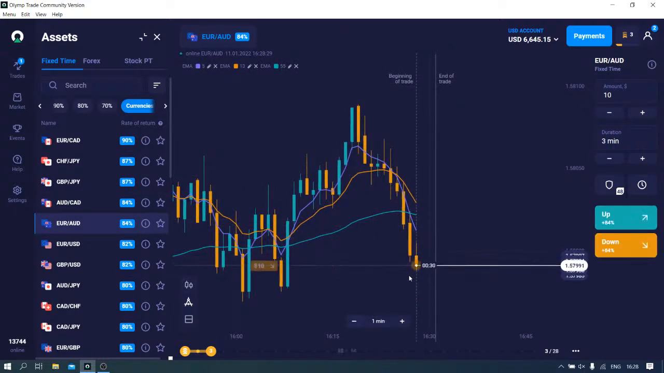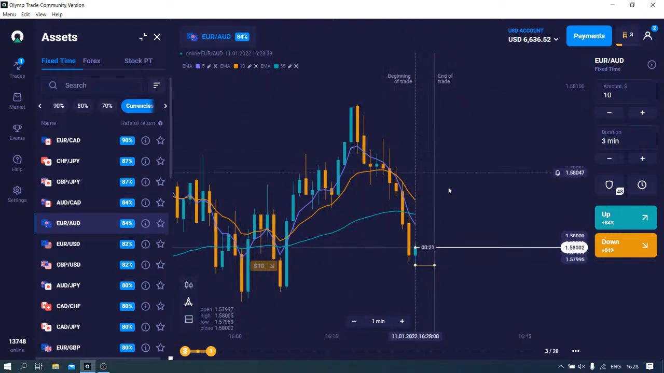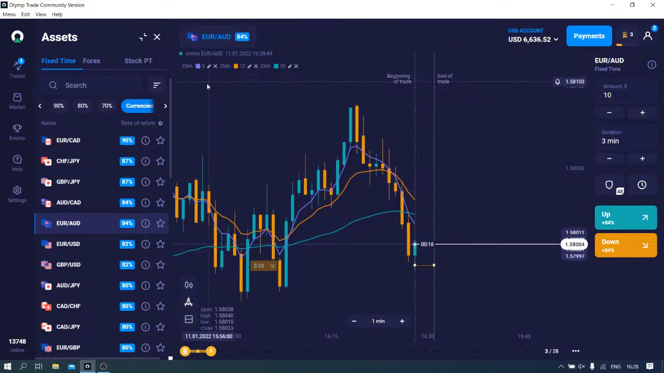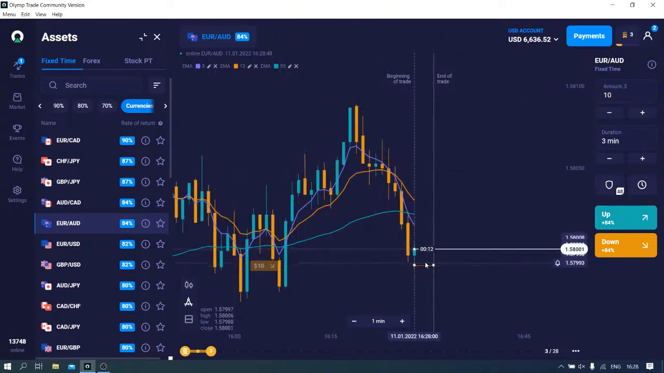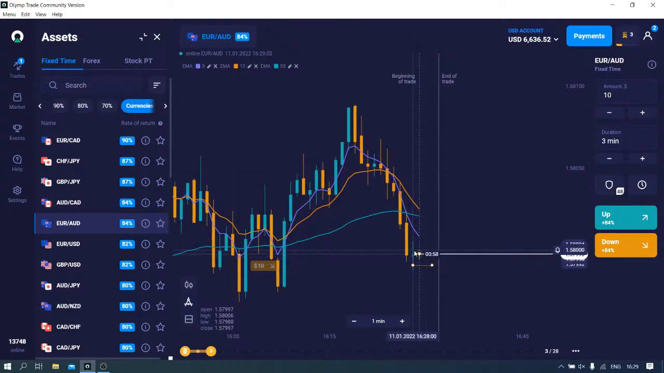Well, of course, according to the Friday strategy, because if you are using some other strategy, that might be different. All right, another trade that I've just opened is on the euro against the Australian dollar. I opened this trade in a downwards direction just because EMA with a period of 5 crossed EMA 55 downwards. So let's see how it will go. Meanwhile, let me proceed to comments, read some of them.